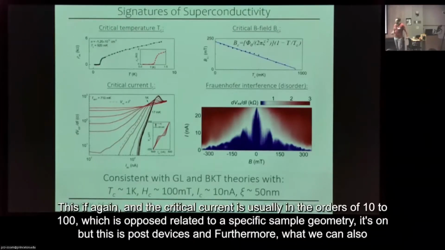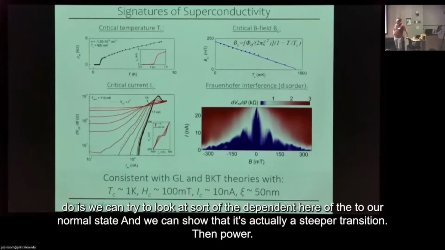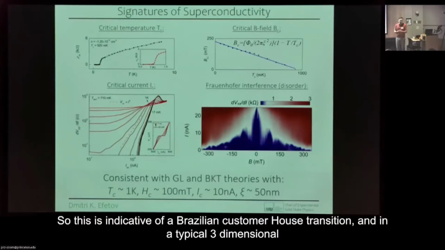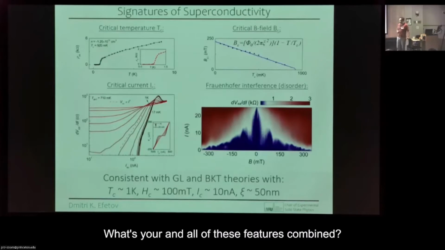And furthermore, what we can also do is look at the dependence of the transition to a normal state, and we can show that it's actually a steeper transition than power law I to the third, and this is really indicative of a two-dimensional superconductor. So this is indicative of a Berezinskii-Kosterlitz-Thouless transition. In typical three-dimensional metals, this is not what you would expect to see.